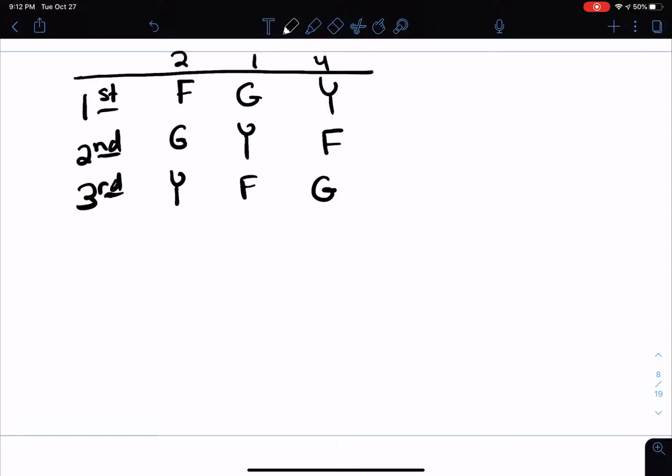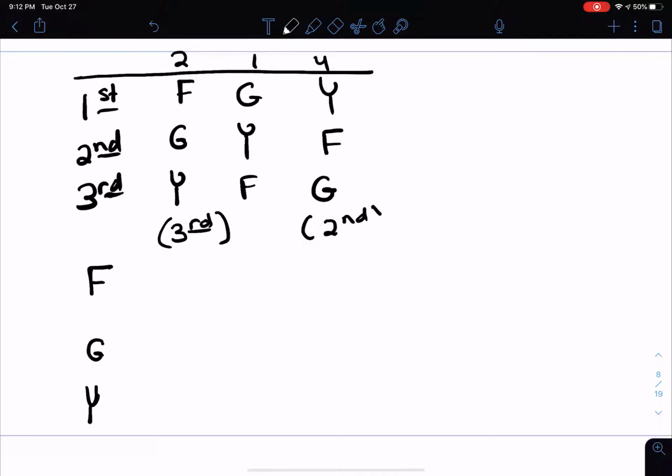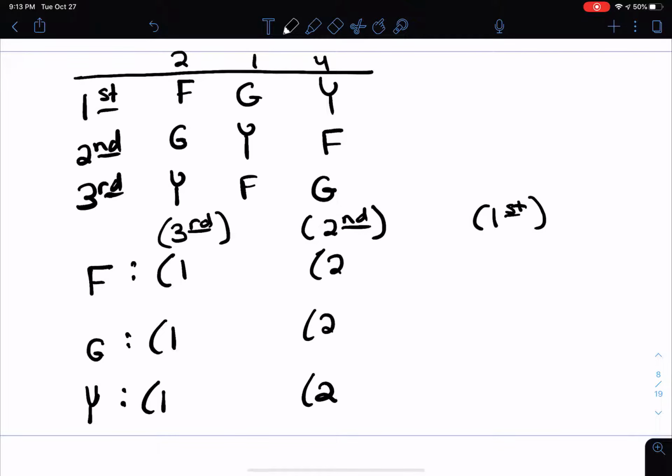All right, so let's do this. I like to list the different candidates. So I'll list F, G, Y, and then I like to deal with their points. In this case, we have third place votes, third place points, second place points, and then first place points to deal with. Third place is going to get 1 point each. Second place is going to get 2. The higher you are, the more points you get. First place will get 3. I like to start with third place because I know that one has to be 1 point. And then I just count up.